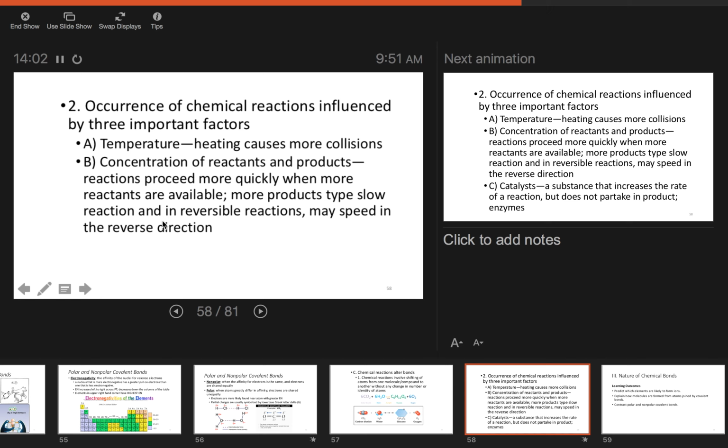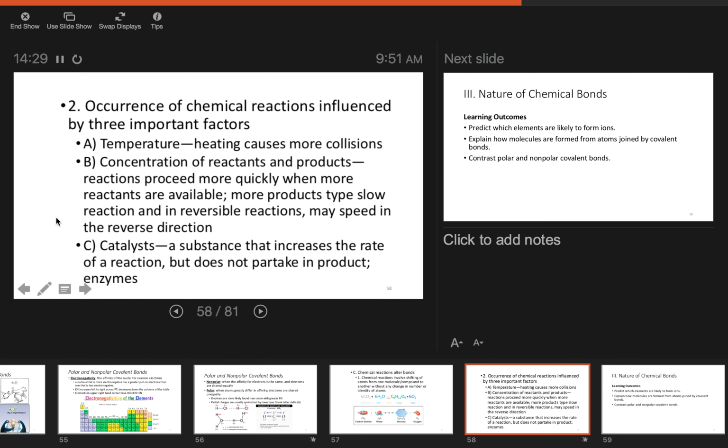The second thing you need to be aware of is concentration of reactants and products. If you have a lot of reactants, things that go into a chemical reaction, then it may flow from reactants to products. But if you have a lot of products and not a lot of reactants, it may be slower. So just be aware that the concentration of what you have can affect the rate of your chemical reaction.